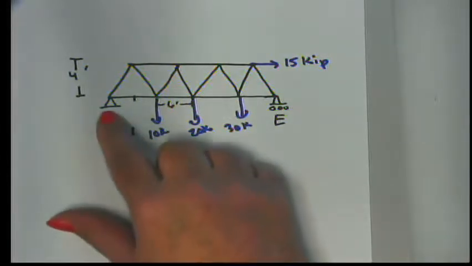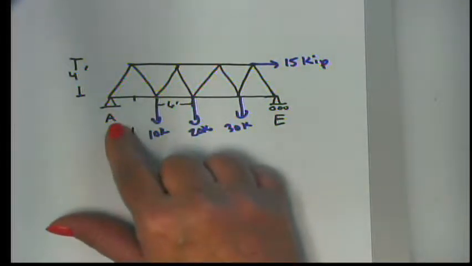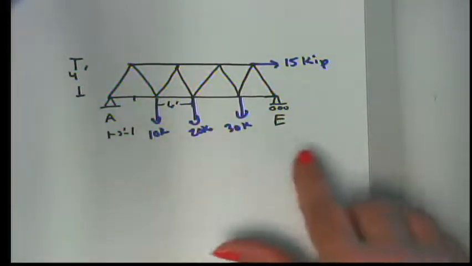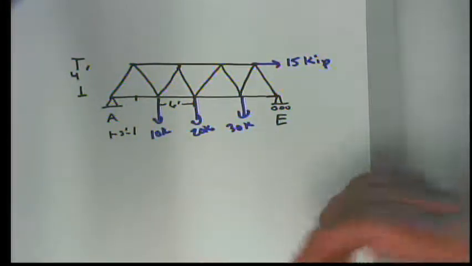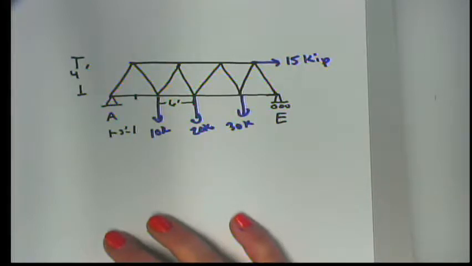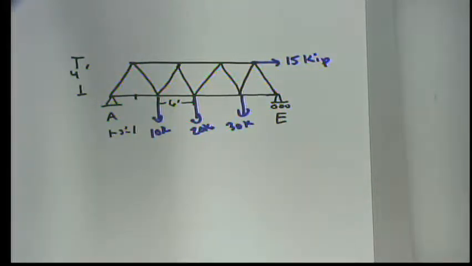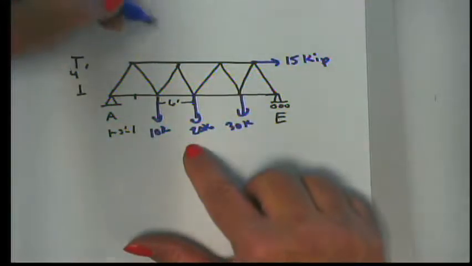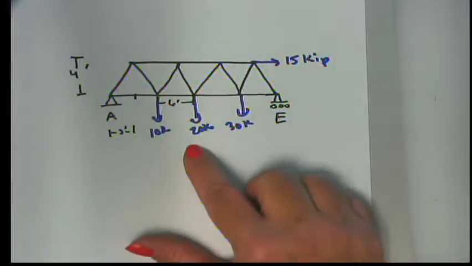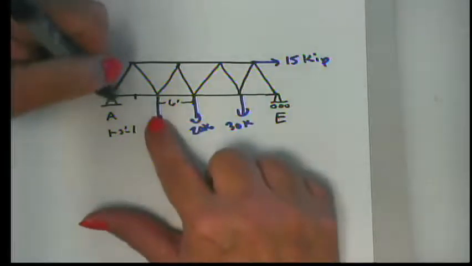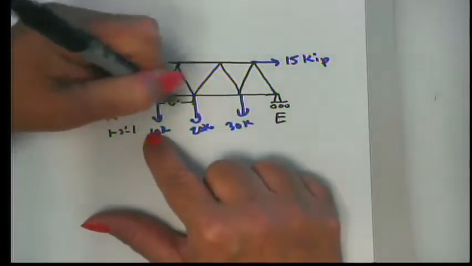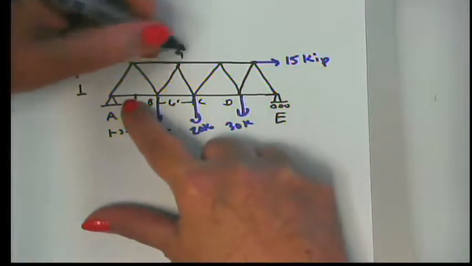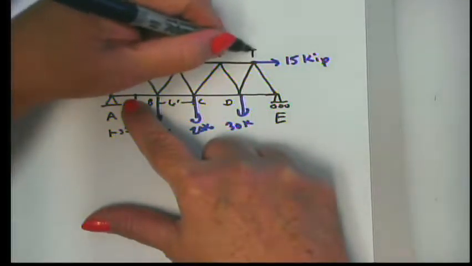Now, the one thing that we can see is that A, as a fixed support, will bear an x directional force and a y directional force, but E, as a rolling support, will only bear a force in the y direction. So after we do that, what they ask us for, I'm going to have to label a few more points here on my truss. This is A, B, C, D, E, and then up here we have F, G, H, and I.